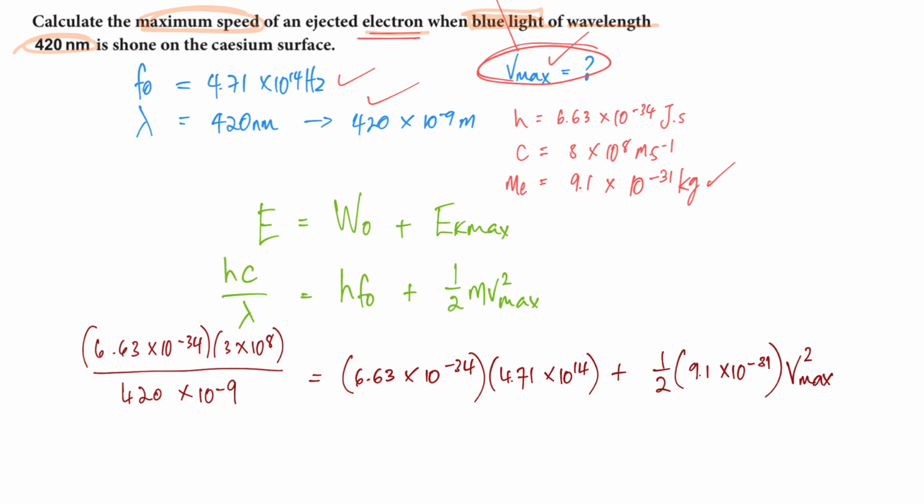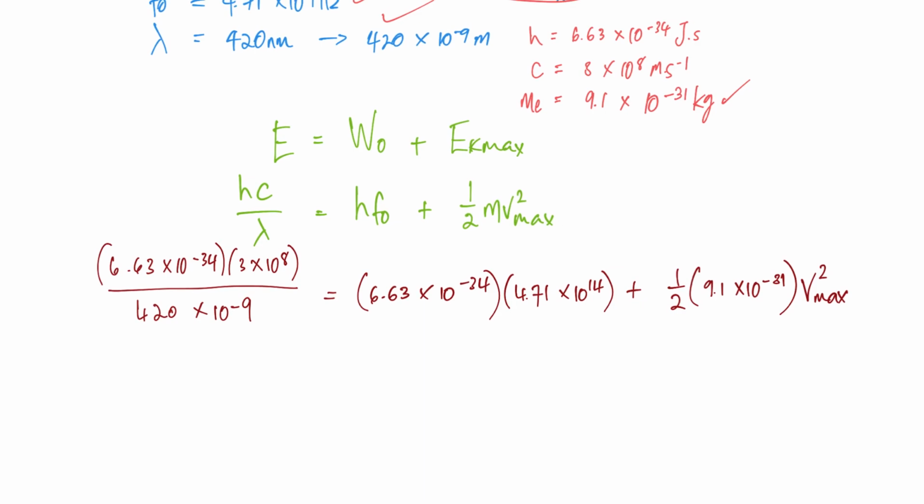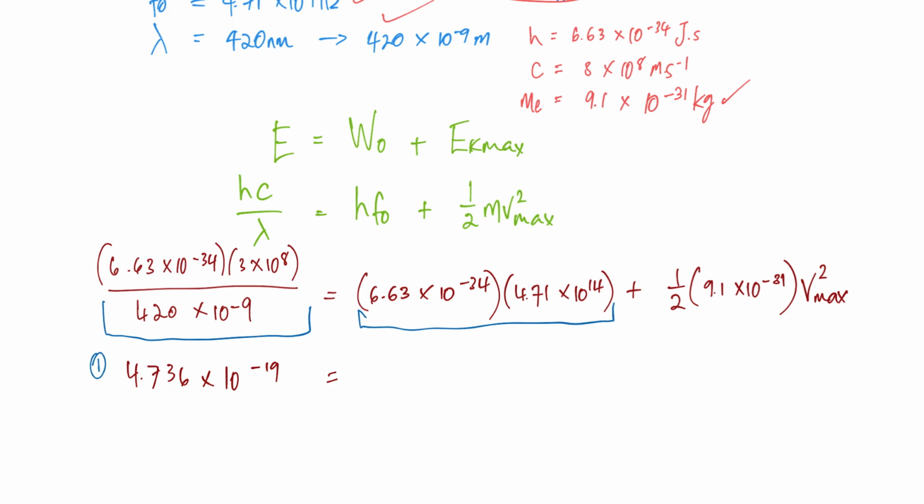Alright, now I've got to do some sort of solving. So I'm going to start on my left-hand side, pop this into your calculator, and I'm going to get 4.736 times 10 to the power of negative 19. That's the first part. The second part I'm going to do, so how I'm doing this is, the first thing I did was this. That's number 1. The second thing I popped into my calculator, that's number 2.